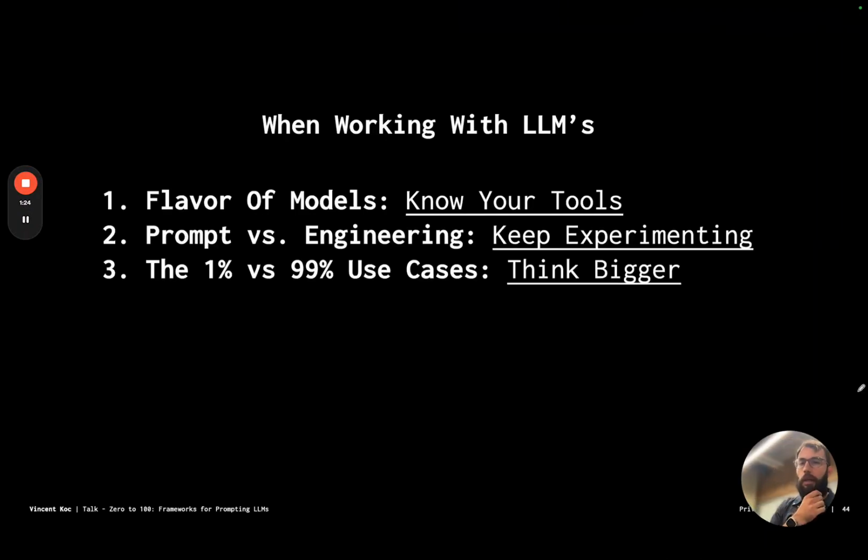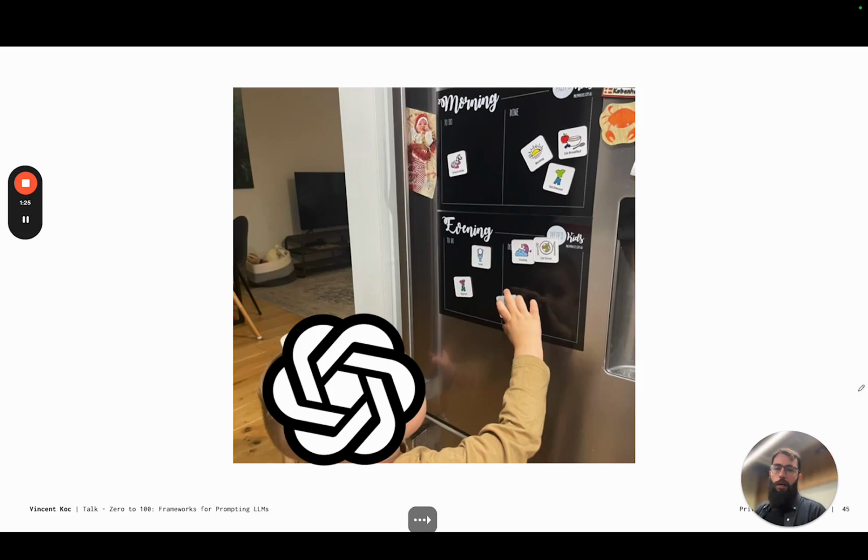So when working with LLMs, just to wrap this up, know your tools, like the flavor of the models. There's different types of models, different types of use cases. Prompting and engineering, keep experimenting. The 1% versus the 99% use cases. The 1% is your simple summarize this content, create me another image, but there's 99 other million things you could do once you actually start to understand that it's really good at understanding information and re-representing information in a different way, which is essentially how our brains decide things. It's how we decide as humans. So you can think bigger. And then lastly, treat these large language models as a 3.5-year-old.